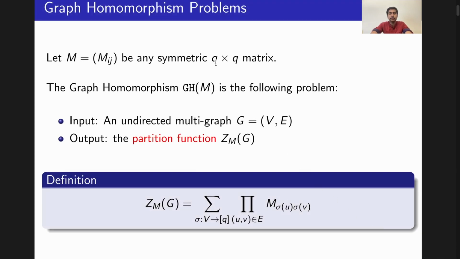Let M be any symmetric Q cross Q matrix. We can view M to be the adjacency matrix of an undirected graph on Q vertices with edge weights Mij. Now the graph homomorphism problem GH of M is the following problem, where the input is an undirected multigraph G with vertices V and edges E, and the output is the partition function Z_M of G, which is defined to be this expression over here. Now the sum is over all assignments sigma from the vertices to the set 1, 2, 3 all the way through to Q, and the product is over all the edges of M sigma U sigma V.